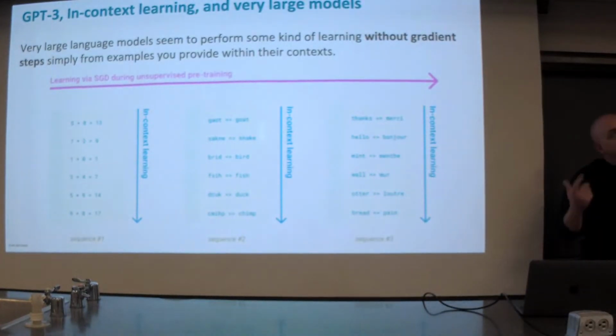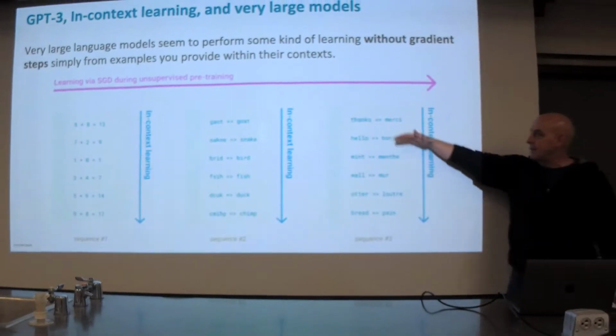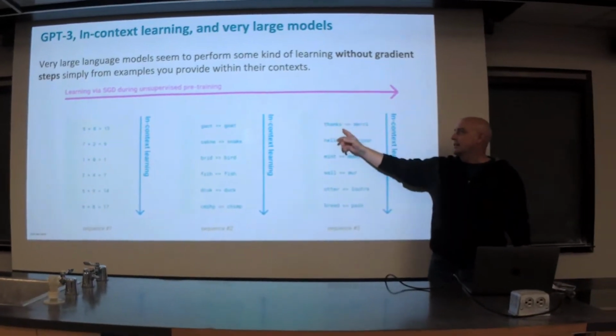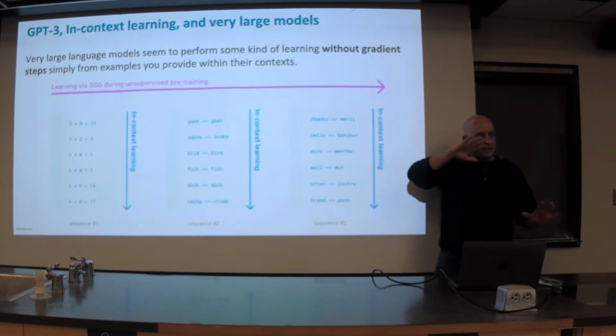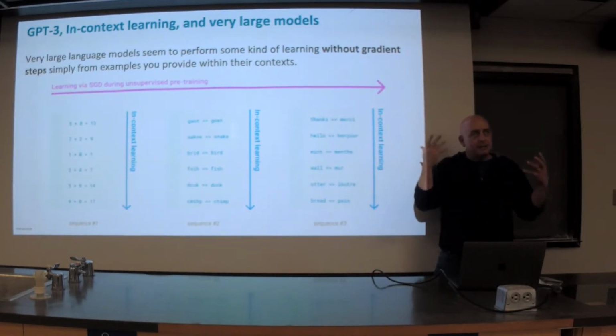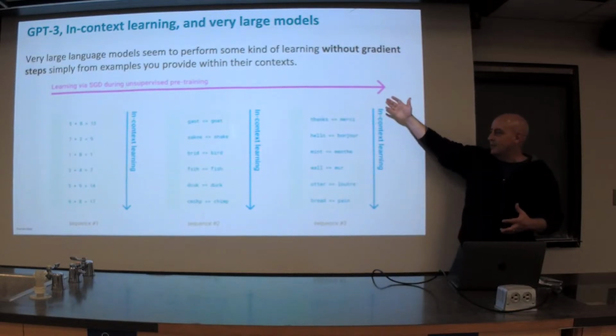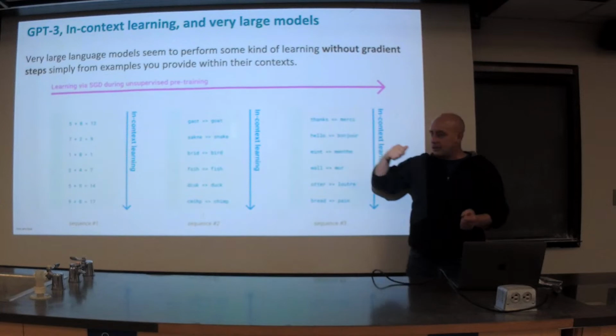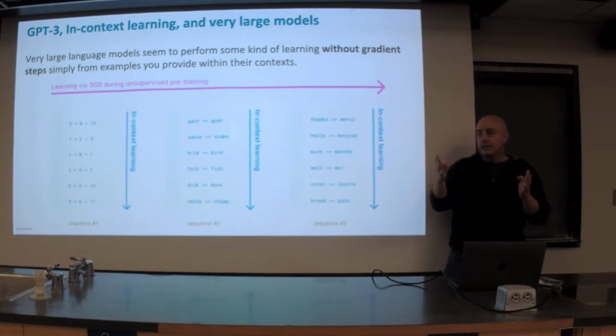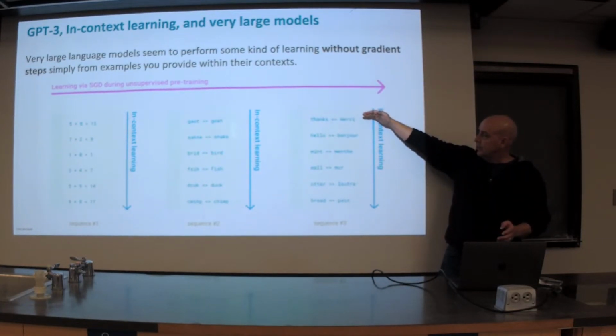So if you think about that, that's really interesting. You probably never saw an example of thanks with this, bold arrow, and then merci after it, right? You probably didn't see that. I mean, you can imagine that maybe there was some text like that, but in general, it probably didn't see that. It's just learned to produce one token after the other.